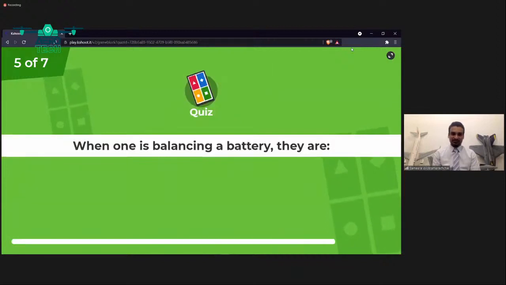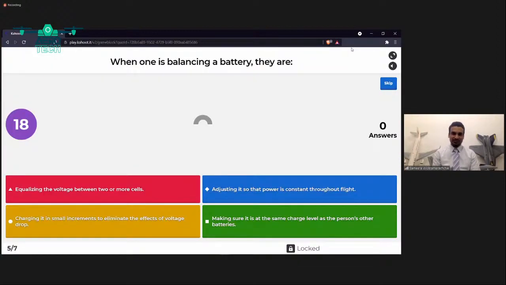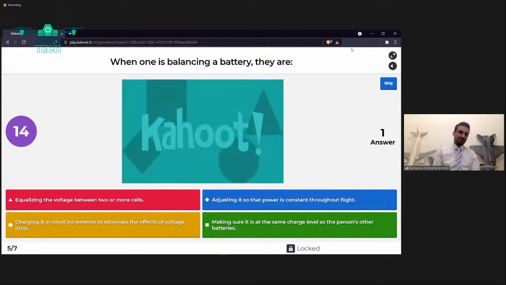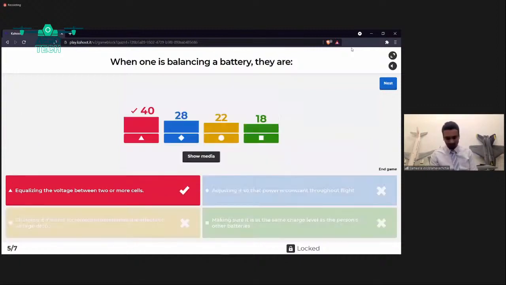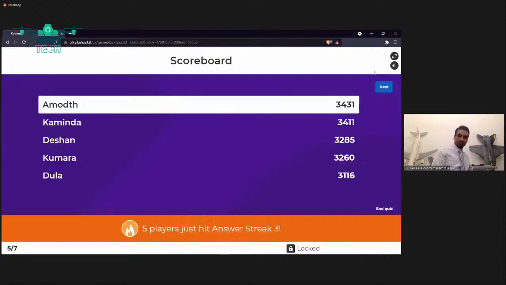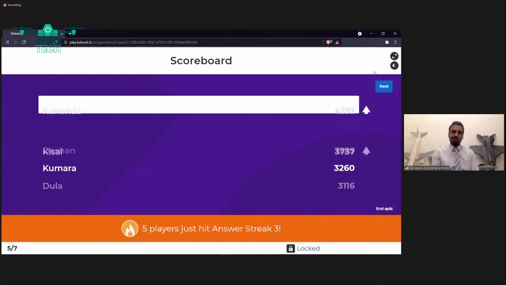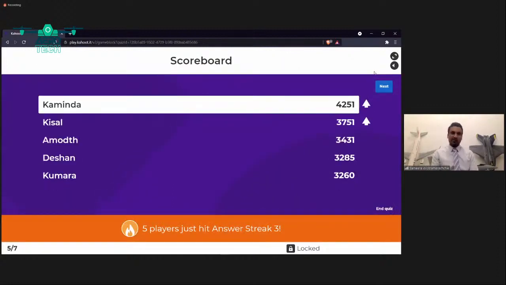When one is balancing a battery, are they equalizing the voltage between two or more cells, or are they adjusting it so that power is constant throughout flight? Or is it charging it in small increments to eliminate the effects of voltage drop, or making sure it is at the same charge level as a person's other? All right, the answer is equalizing the voltage between two or more cells. Going on to the points, we have a new lead here. It's coming there with 4,251 points.